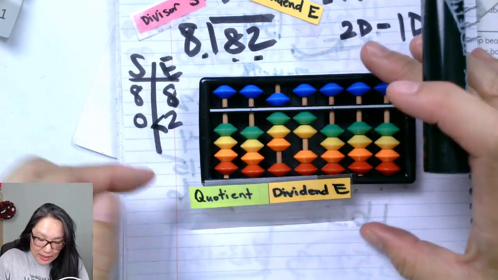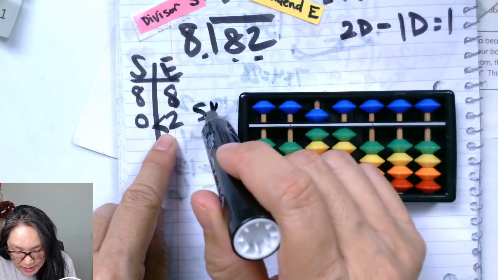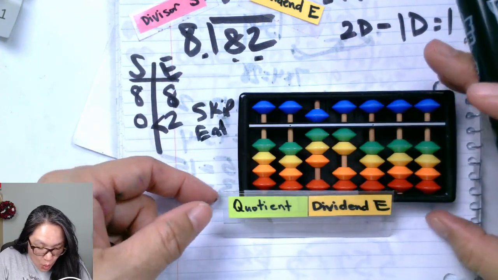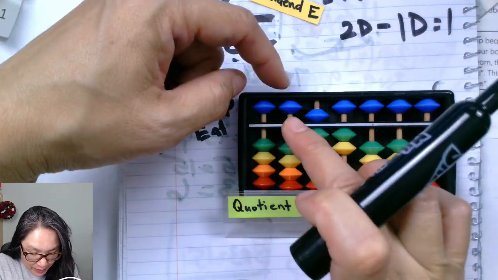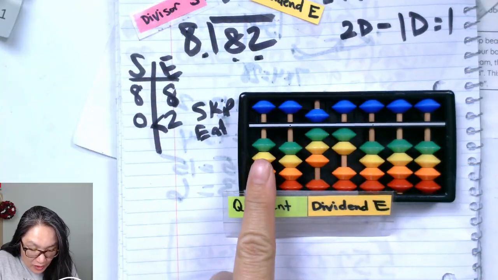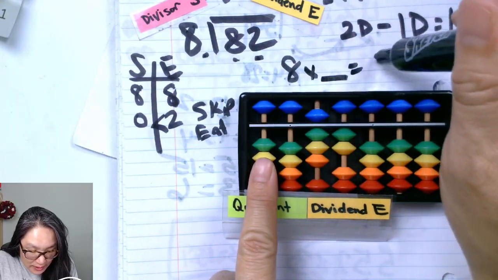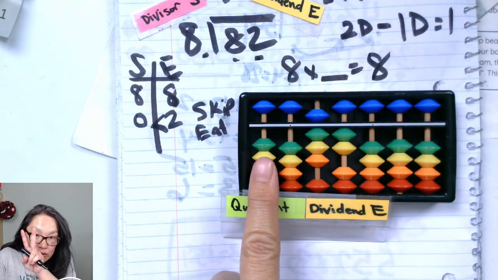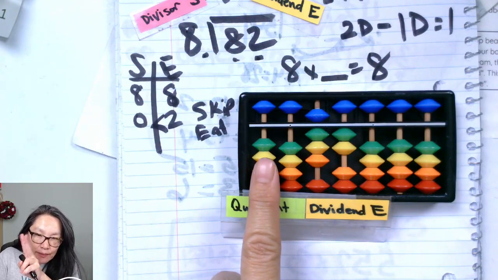Okay, here's the thing. If the dividend is bigger, you're going to skip one column. We're going to subtract one column. What does that mean? This is the one column, but we skip this column right here. We're going to go over here. This is where our answer is going to be. So my question is what times what? 8 times what is equal to 8. So now we're going to do multiplication with the missing factor.